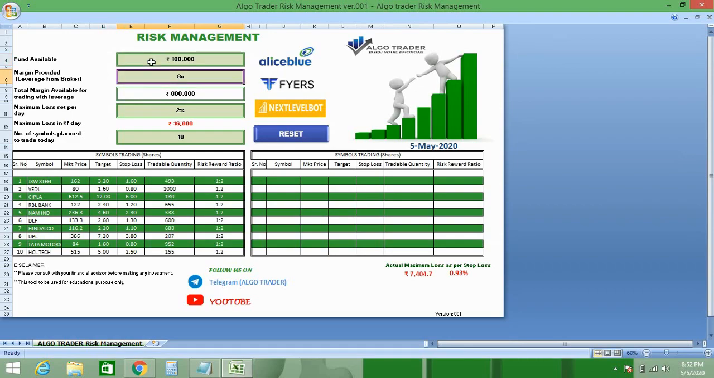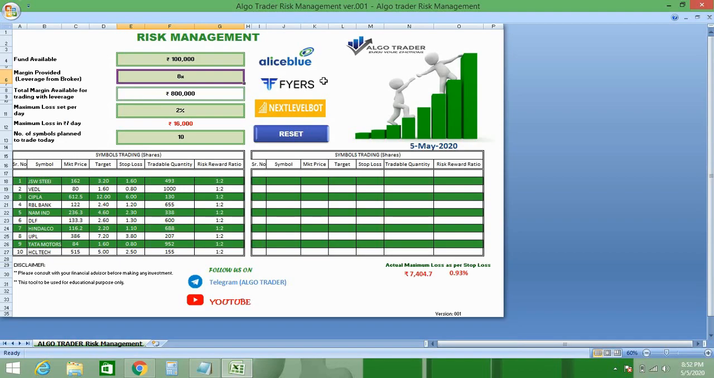I put 8 times because I use the brokers Alice Blue and Fyers, and Alice Blue is giving the maximum margin in the market today. For equity they give up to 8x, and for derivatives they give up to 28 times, guys. Please always remember this 8x is not a fixed figure. It changes from share to share, but the majority of shares are given 8x.